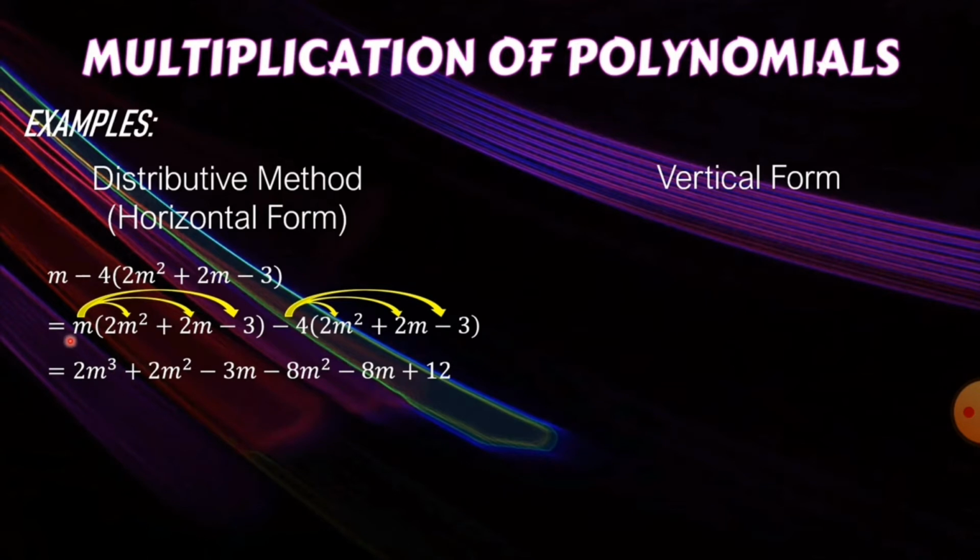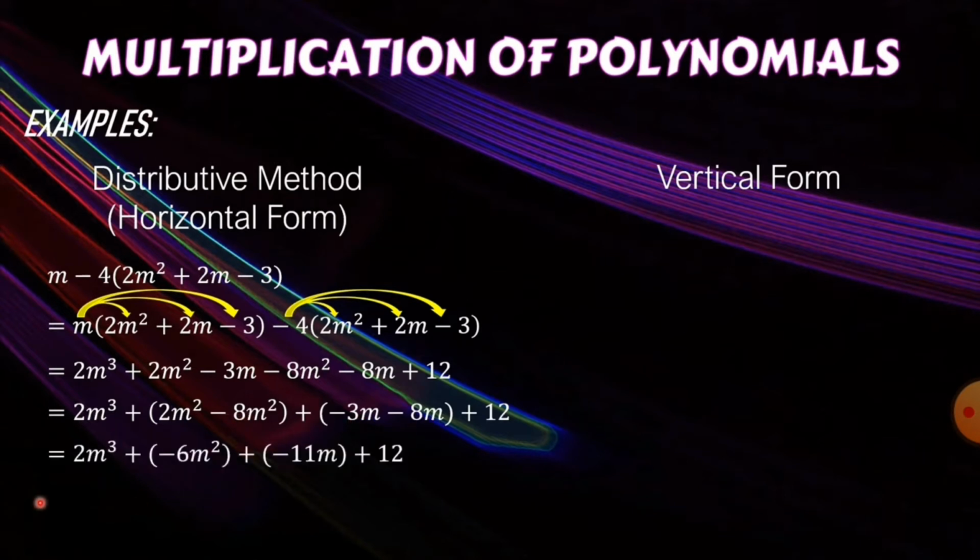Okay? This time, we have to combine the like terms. Kapag merong variables with the same exponent, so like terms yon, right? So, you have to combine. Pwede rin itabi nyo yung magkatulad na terms. Then, after you combine the like terms, simplify the like terms. So, si 2m squared minus 8m squared magiging negative 6m squared.